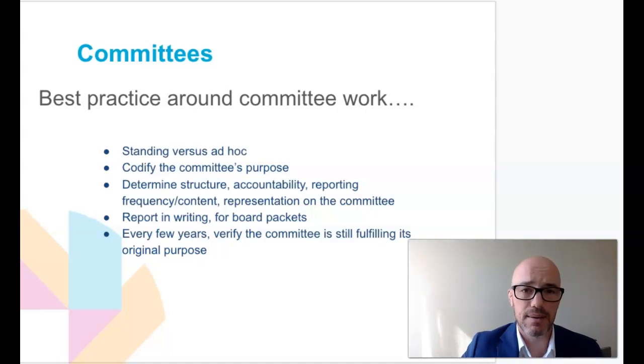Every few years, take the time to really evaluate your committee work and make sure that you've got the right committees in place. And of course, as topics arise, you will establish the ad hoc committees to fit the needs of your board work.